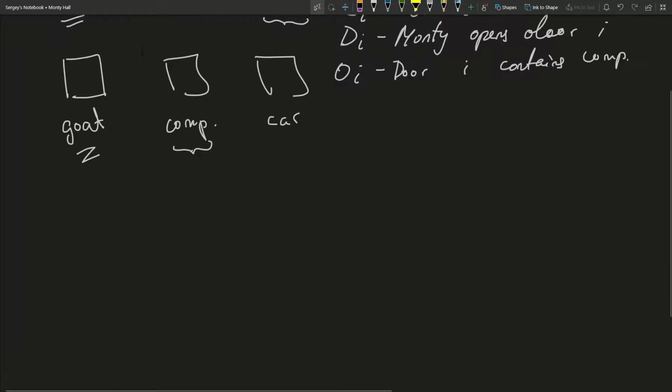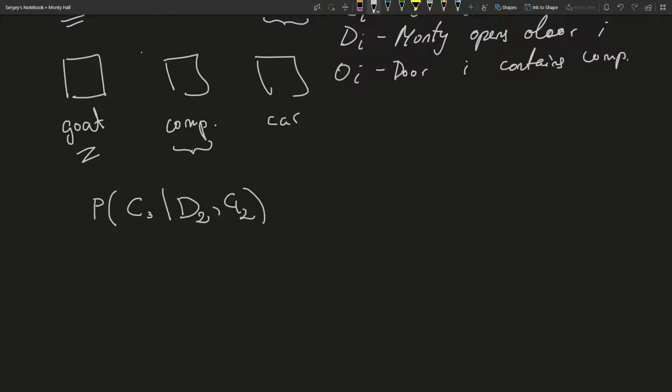So the probability that we want to find is the probability that door 3 contains the car, given that Monty has opened door 2 and door 2 contains a goat. If this probability is large, then we want to switch, because this is the probability that door 3 contains the car. The contestant has chosen door 1, so if this probability is larger than a half, then we should switch to get the most desired prize, which is the car.